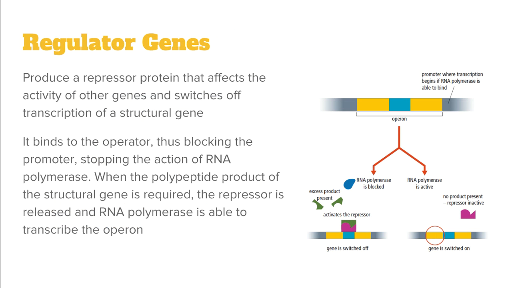Through gene expression, one specific way which gene expression is regulated is by regulator genes, and these produce a repressor protein that can affect the activity of genes by switching off the transcription of a structural gene. So when this occurs, it stops the action of RNA polymerase, therefore it doesn't produce the polypeptide product that it would have, but when the repressor is taken away, the RNA polymerase is able to transcribe the operon.